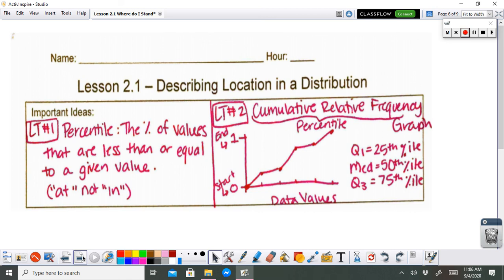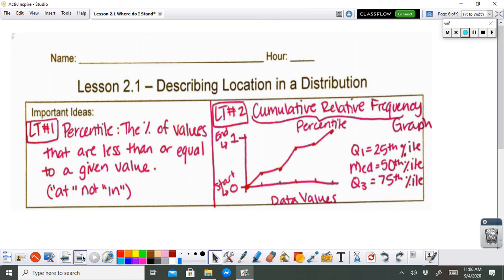Our first learning target was to interpret percentiles. A percentile is the percent of values that are less than or equal to a given value. And when we interpret the percentile, we use the word at, not in. Saying Mrs. Gallas is in the 20th percentile is wrong. Mrs. Gallas is at the 80th percentile is the right way of saying it.